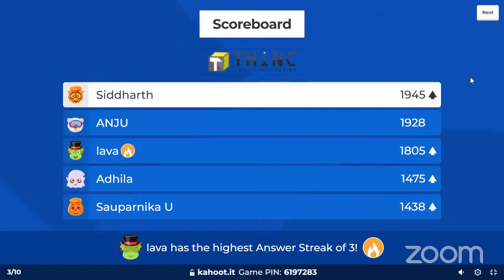Siddharth comes to the first position with 1,945 points. Anju on second, Lava on third, Adila on fourth, and Sauparnika on fifth position. And I can see new names on the table, and Lava has the highest answer streak of 3. So congrats everyone. Congrats Siddharth, Anju, Lava, Adila, and Sauparnika. So let's move on to the fourth question.